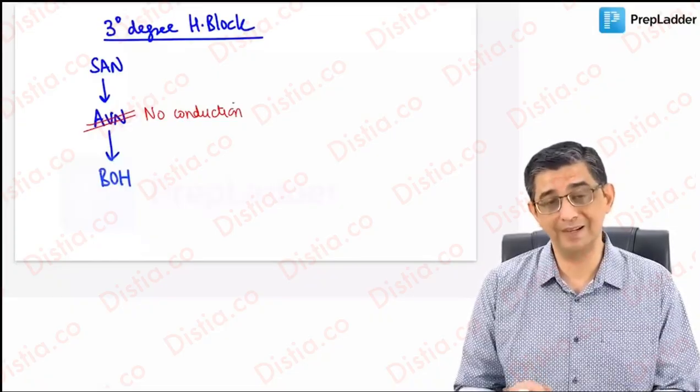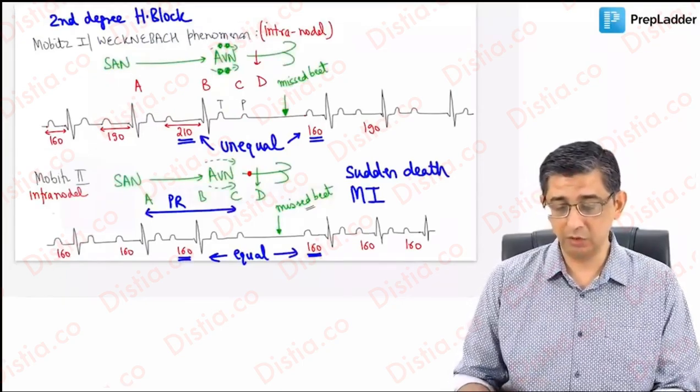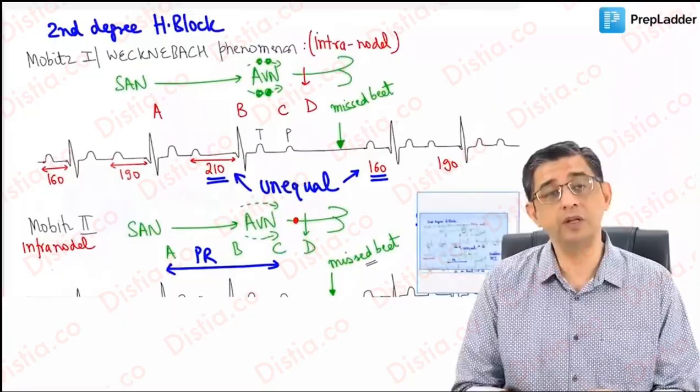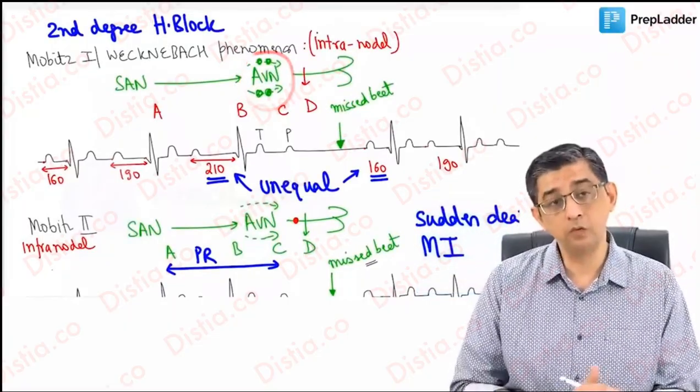Remember, in Mobitz 1 heart block, I had said the word intranodal. I'll just go back to my previous slide. You can also see that in Mobitz 1, the damage has been shown precisely in this area, that is the AV node per se. So what is the difference?